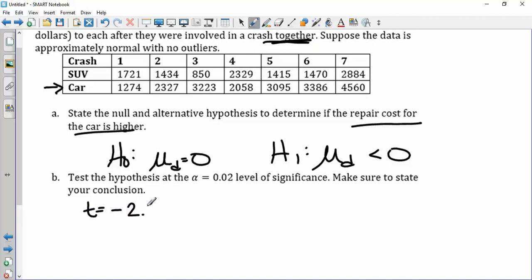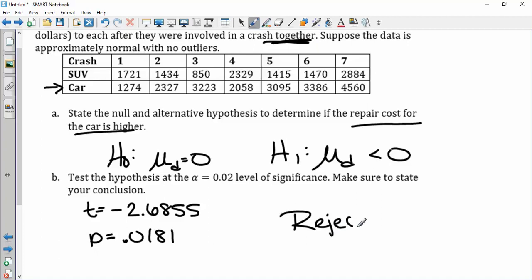So we get a t of negative 2.6855. Probability 0.0181. So what does that tell me? Reject. My alpha is 0.02, so this is less than alpha. We reject the null hypothesis. We have enough evidence to conclude that the damage to the car was higher. Yes?